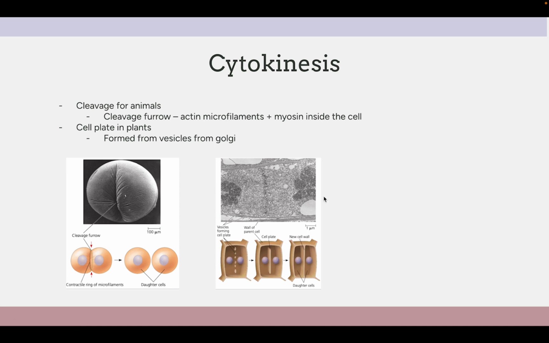Essentially, you're going to have vesicles from the Golgi complex come in, and they're going to fuse together. Those vesicles have the components of a cell plate, like cellulose and stuff. And then that cell plate is going to form, and it's going to grow into a new cell wall. So yeah.